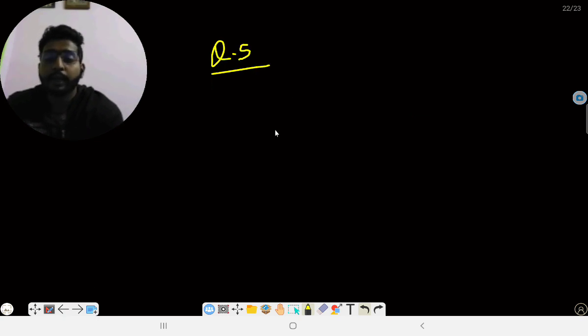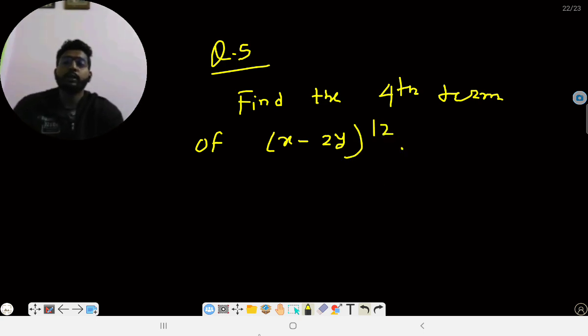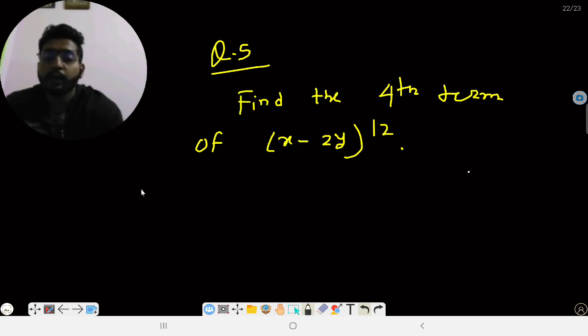Now question number 5. What is question number 5? It is given like this: find the fourth term of x minus 2y whole to the power 12. So we have to find the fourth term of this. Now how to find this fourth term? The fourth term can be written as T4.